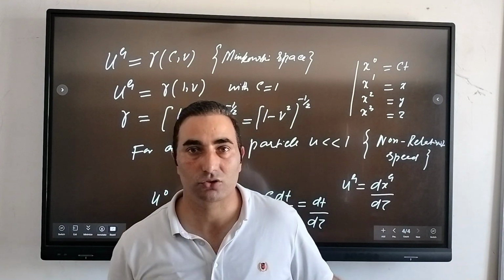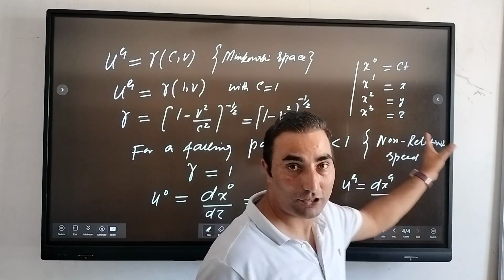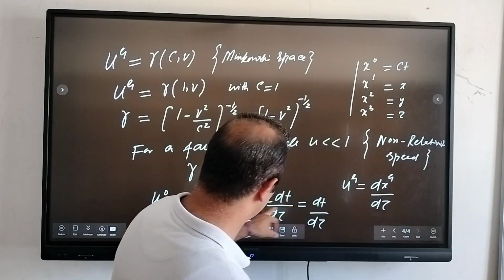So this is our four-dimensional space, right? Instead of the time component, I am writing c times t. But here c is equal to 1. We are choosing c equal to 1. So this will be dt by dτ.